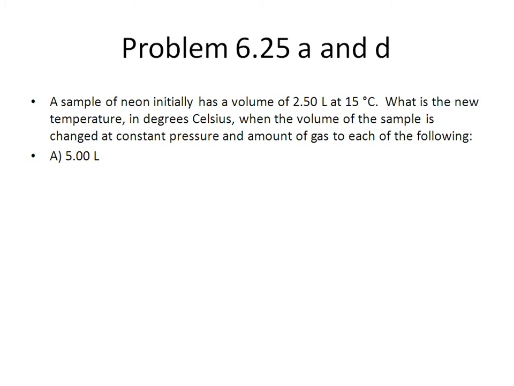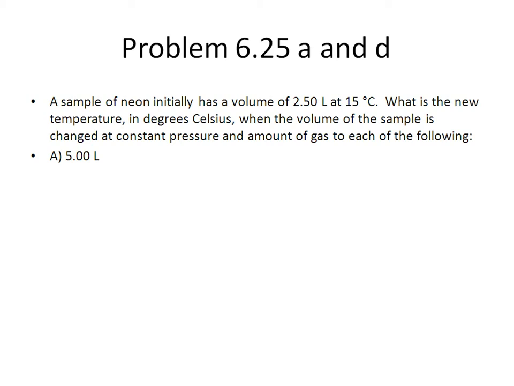Okay, so if we look here, this problem says that a sample of neon initially has a volume of 2.50 liters at 15 degrees C. What is the new temperature in degrees Celsius when the volume of the sample is changed at constant pressure and amount of gas? The key here is that it wants the answer in Celsius, but you can't just plug in Celsius into the equation. For all of your gas laws, you have to plug in Kelvin into the formula first, and then you can convert to Celsius.